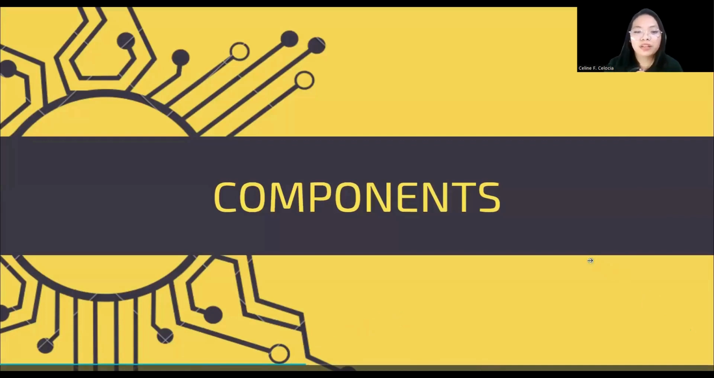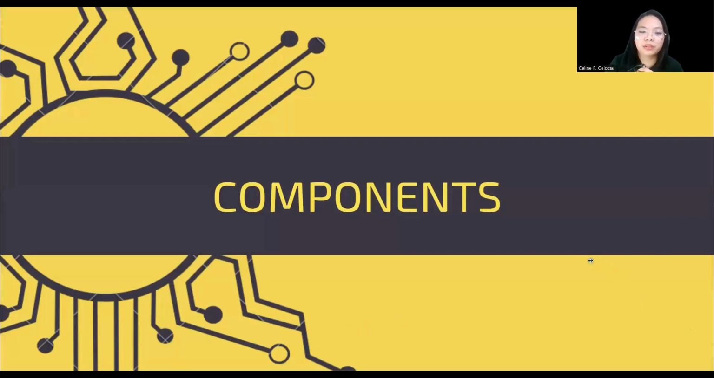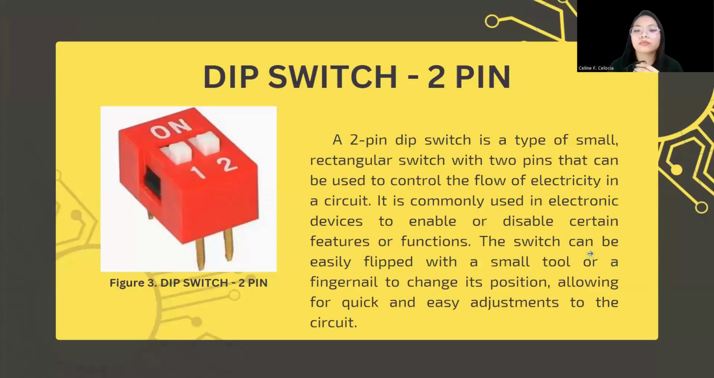Here we have the components of the 2-bit by 2-bit binary multiplier. Next. First, we have the dip switch 2-pin.